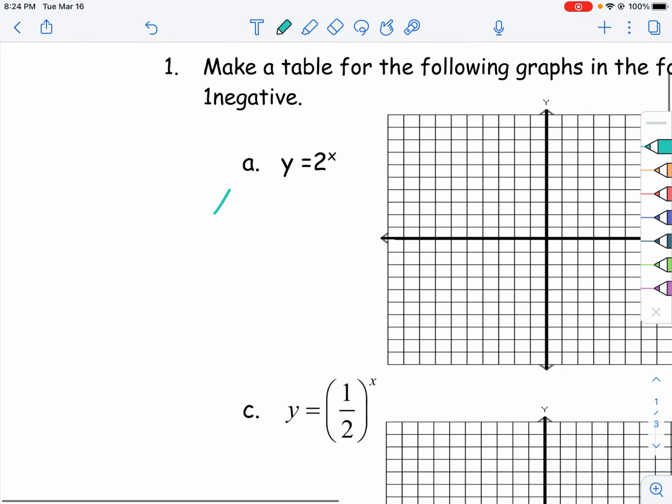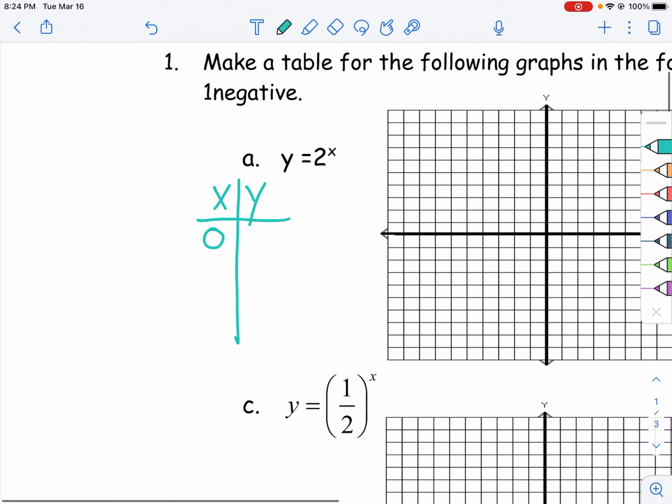So if we're making a table of values right here, we have x, we have y. Always the easiest number to plug into any new equation usually is 0. So we take y equals 2 raised to the 0 power. Well, 2 raised to the 0 power is just 1, so our y value would be 1 if we plugged in 0 for x. From there, let's go positive. If we went 1, we'd have y equals 2 raised to the first power. That would be y equals 2.